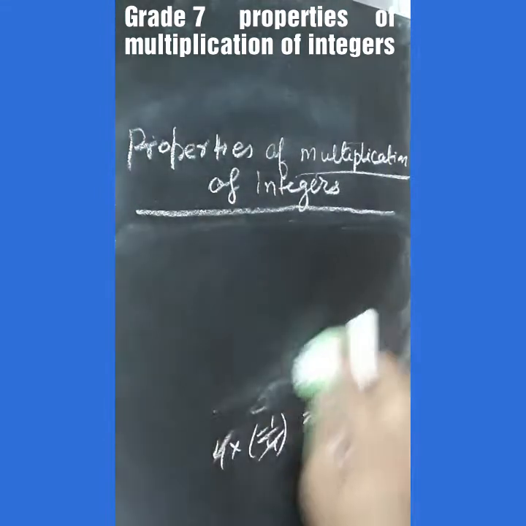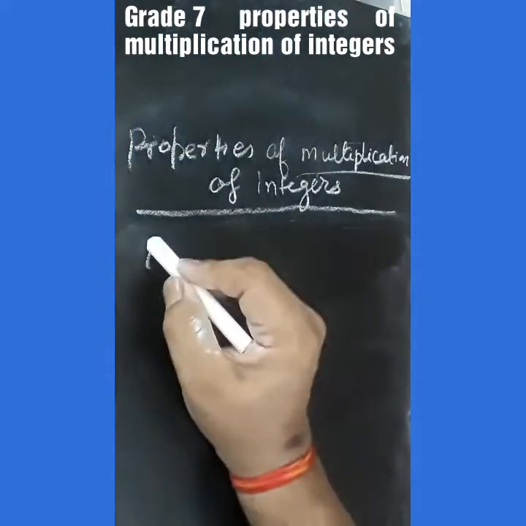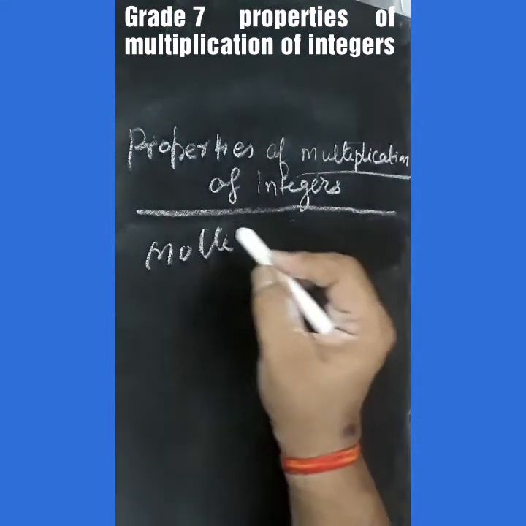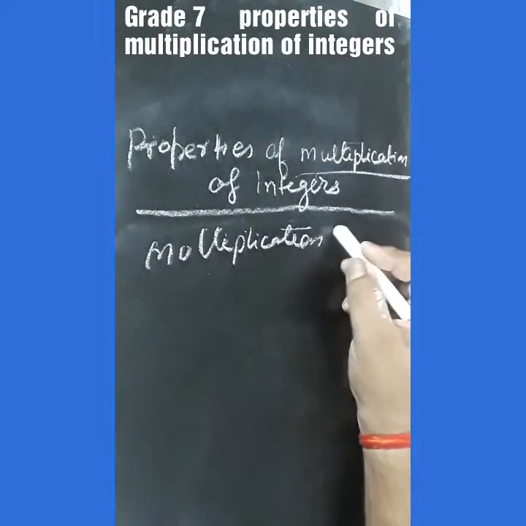Now we will see multiplication by 0. Property of multiplication by 0.